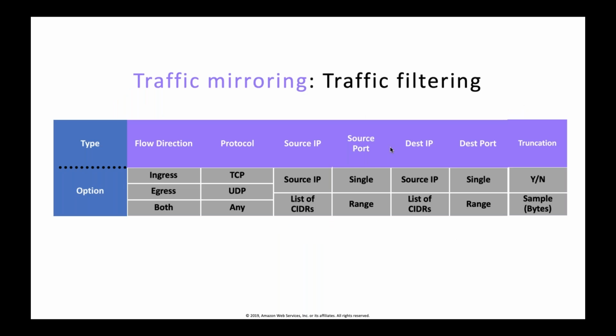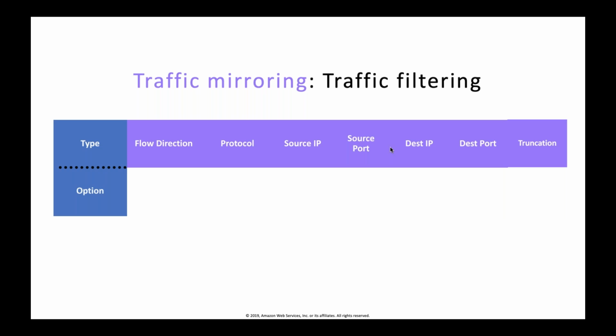So it's very similar to a network ACL, except that there are two more options: flow direction and the packet truncation options. So what we'll do is a quick exercise of creating a filter which allows you to mirror all inbound traffic, which is HTTP on port 80.